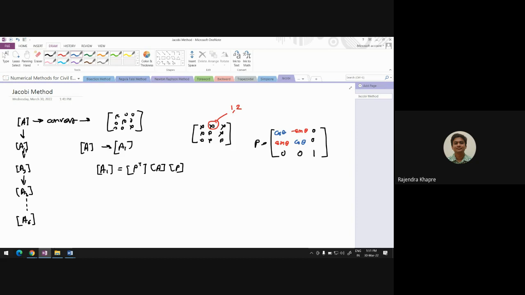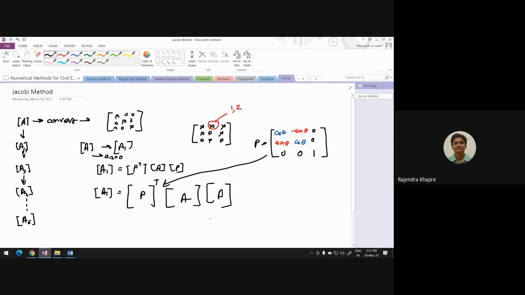Have you understood this? Okay, so now you understand that in this particular case, what element are you eliminating? This you are eliminating to 0. So here you will have a matrix, that is the A1 matrix, which will be P transpose, where this is your P matrix, of this the transpose, then your A matrix, and then your P matrix once again. Now your P matrix contains terms of sin theta and cos theta. P transpose also contains terms of sin theta and cos theta.